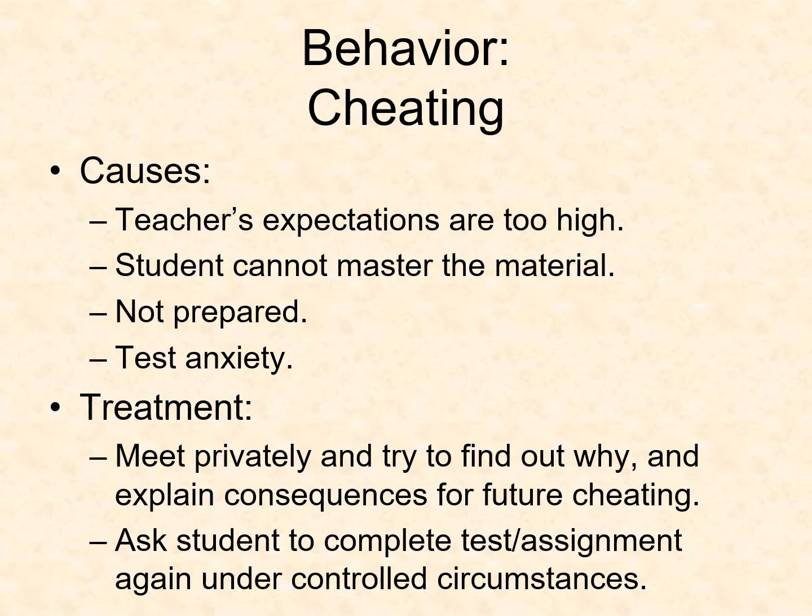So, some possible treatments. Capitalize on your relationship, your rapport with the student. Meet privately with that student, one-on-one. Try to find out what the cause is, and then explain the consequences for future cheating. So you want to deter them from cheating. At the same time, you want to try to determine what is causing that behavior right now. You can always ask the student to complete that test or that assignment, whatever it is, and repeat it. So do it again, but this time under controlled circumstances where you can monitor so that cheating will not be able to occur.